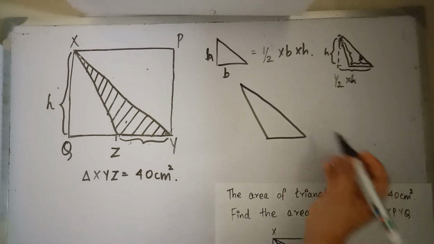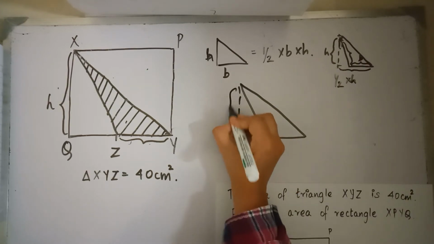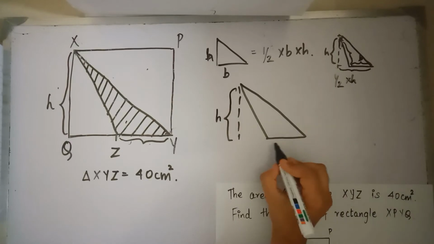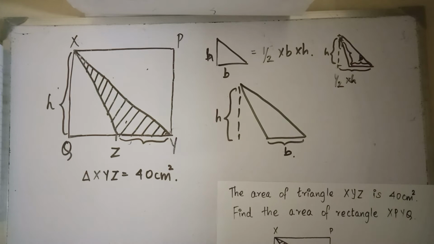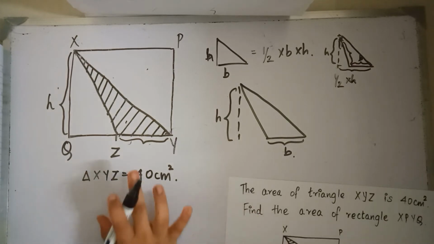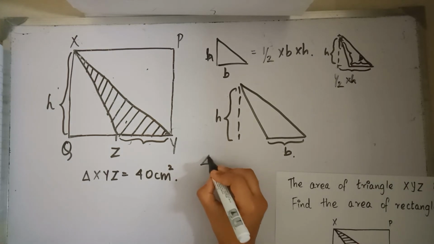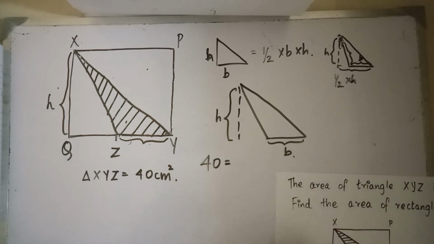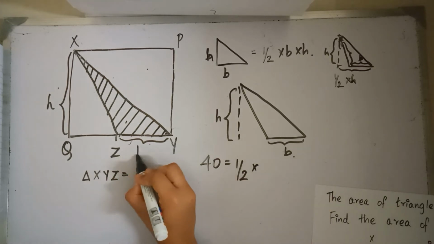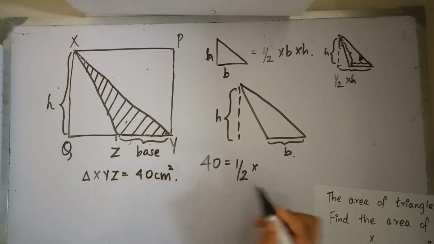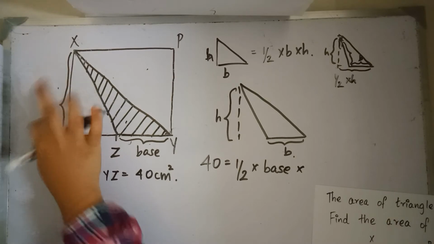Let me make this figure a little more clearer. This is a triangle. This will be taken as the height, and the base will be this part. So the same applies to this case. So let's just write it down. 40 cm square is equal to half into this region, base, into height.